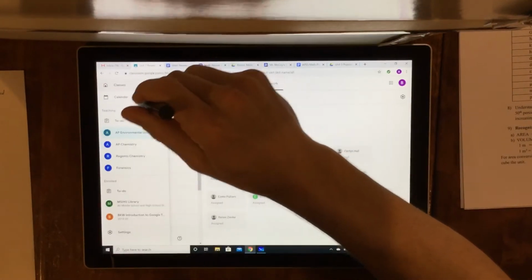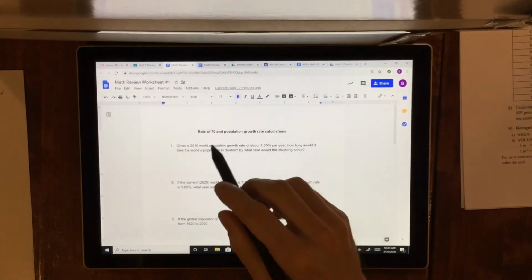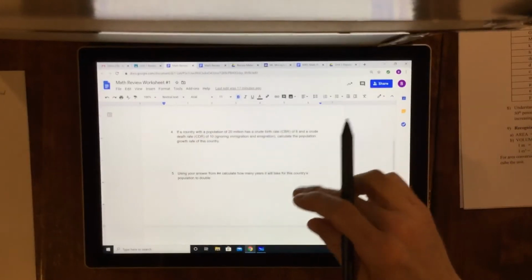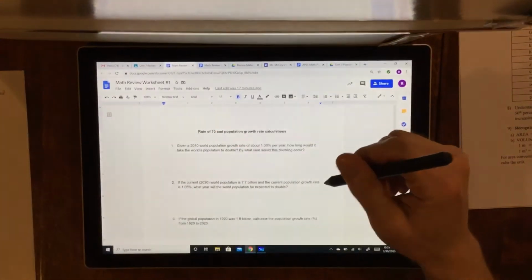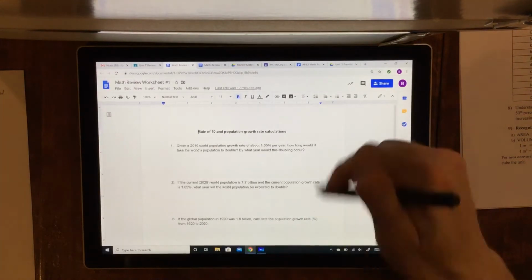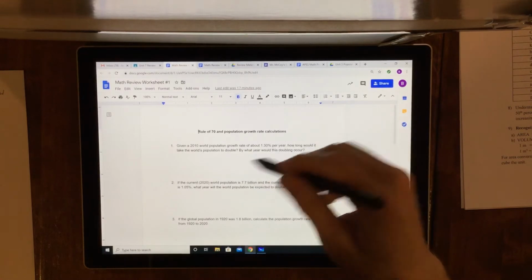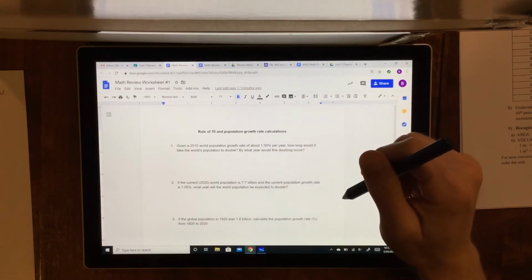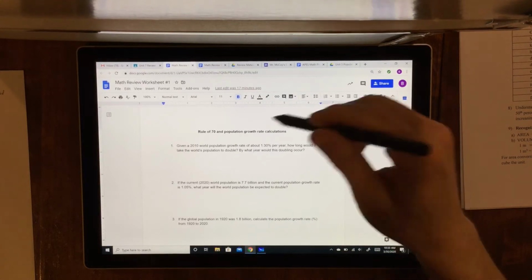So, what am I doing? Okay, all right, so this is the worksheet talking about Rule of 70, population growth. So you got 8 of these. It's not too bad. I attached a Google Doc and made a copy, so you can go in there and type your answers right in it. All right, here we go.